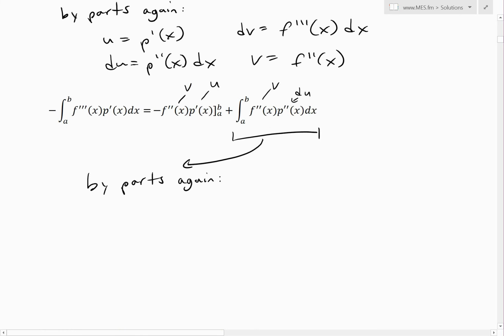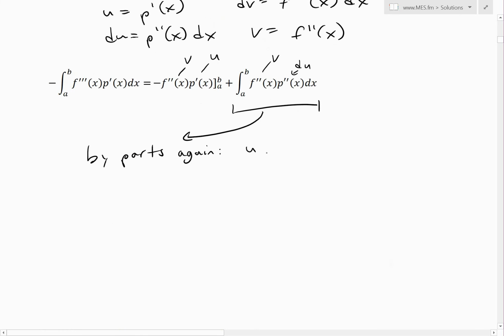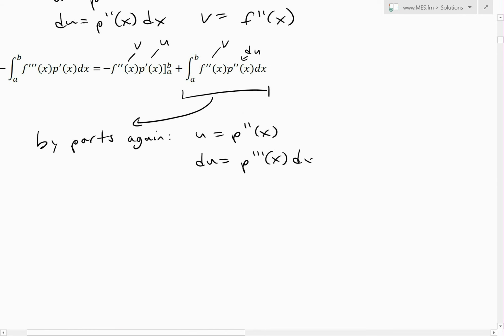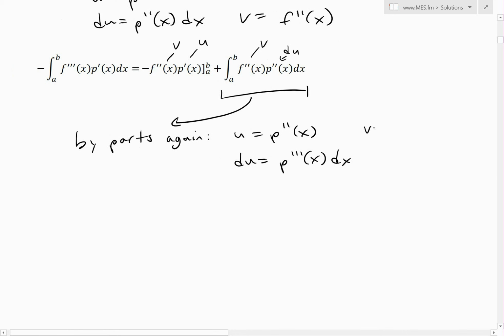And then what we get now again is the same thing. u is going to be equal to the second derivative of p of x. And then our du is going to be equal to the third derivative right there, dx. And then our dv is equal to the second derivative of f of x, and then our v is going to be equal to the first derivative of f of x. And again, throw that in.